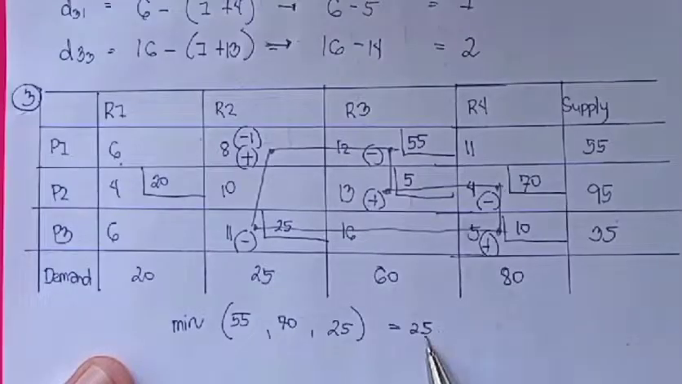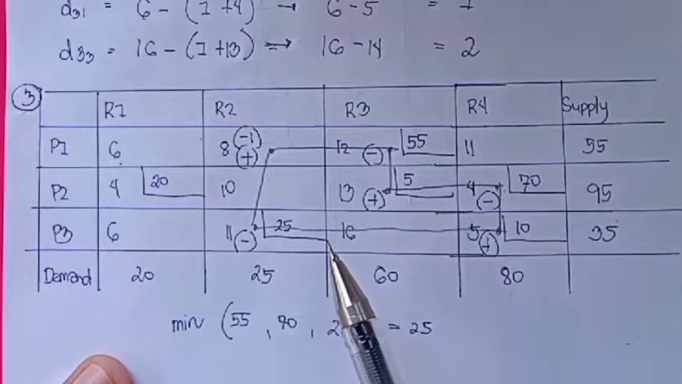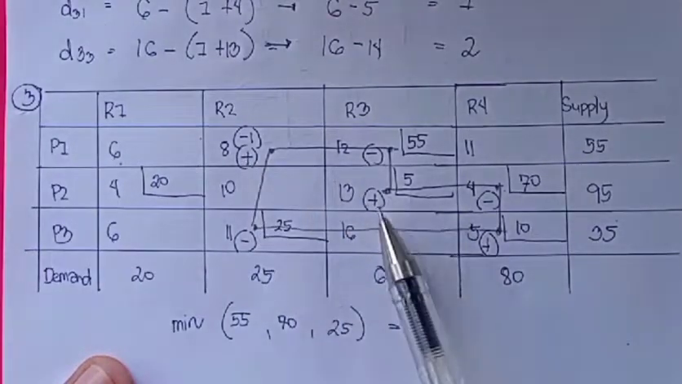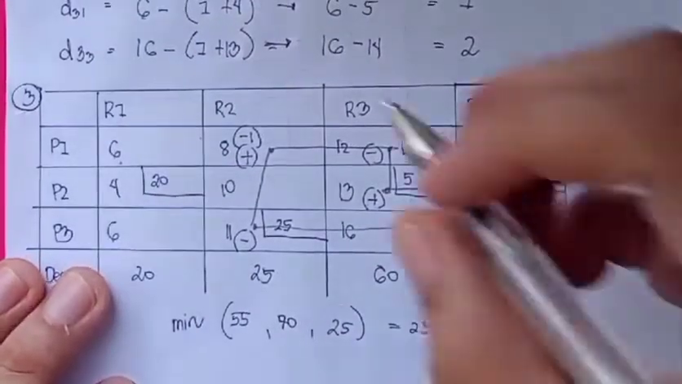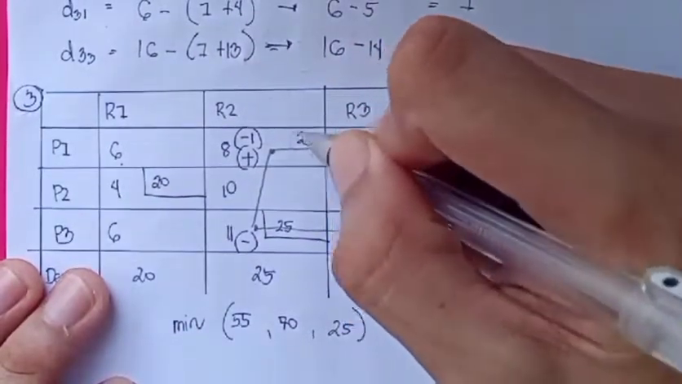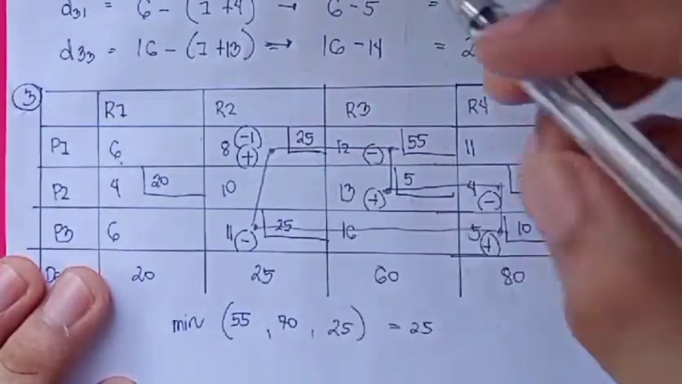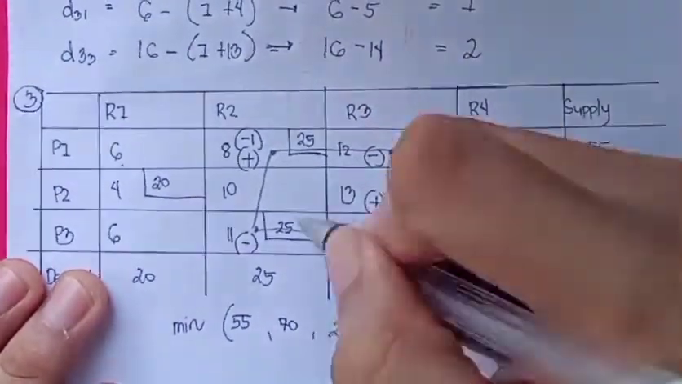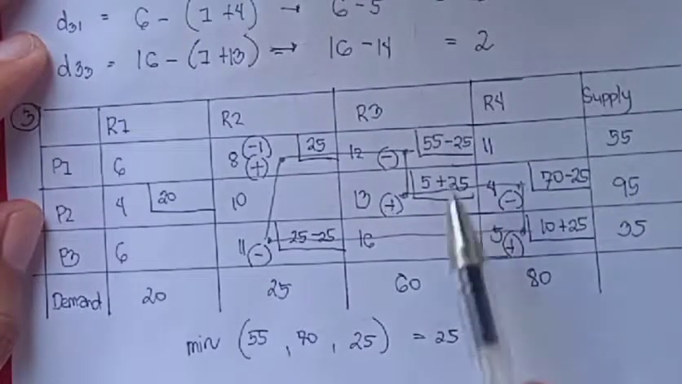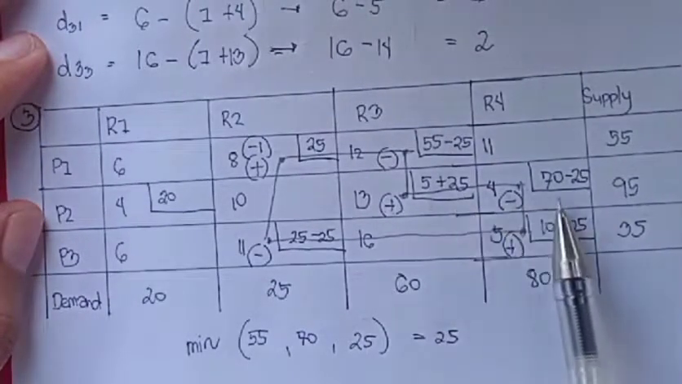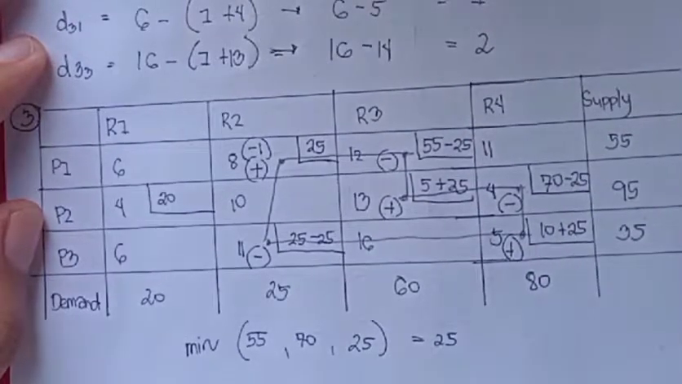We will subtract 25 from all negative and we will add it to all positive. So we will add 25 here. So this is our new allocated cell. So compute: 55 minus 25 is equal to 30. 5 plus 25 is equal to 30. 70 minus 25 is equal to 45. Then 10 plus 25 is equal to 35.